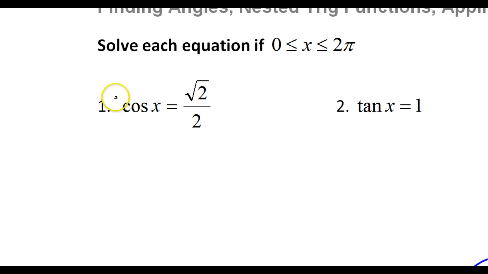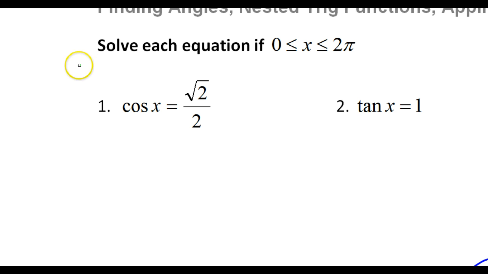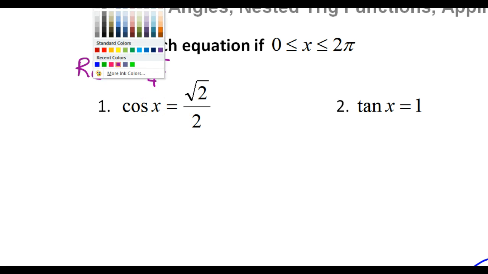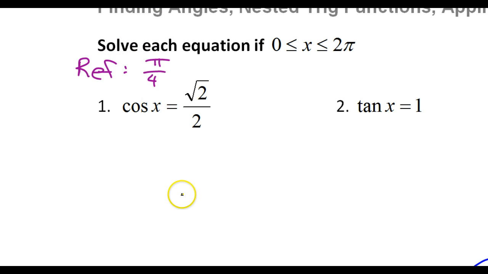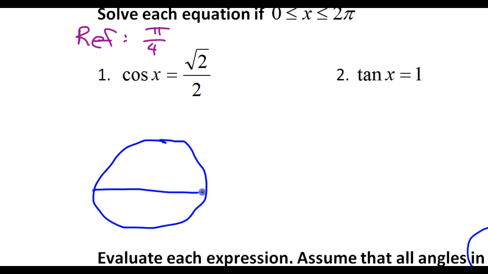Okay, now that's the reference angle. That may or may not be the final answer. All right, so reference angle, I'm just going to put ref. Pi over 4 is the reference angle. In order to know what the actual answers are, I like to draw a quick unit circle. And if we have pi over 4 as our reference angle, then draw pi over 4s.